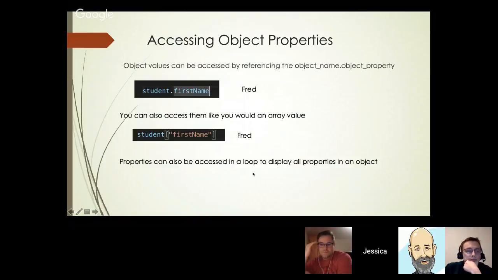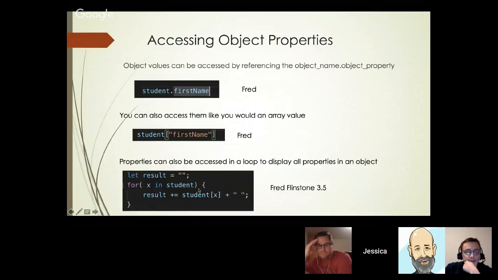They can also be accessed in a loop. Here is an example of a loop. This is just a different kind of for loop where it has x and it goes through student. It'll go through every single property until it stops. And so here we've got Fred Flintstone. His GPA is 3.5. It does not print the property names, so we don't know what any of this means, but it will print the values.